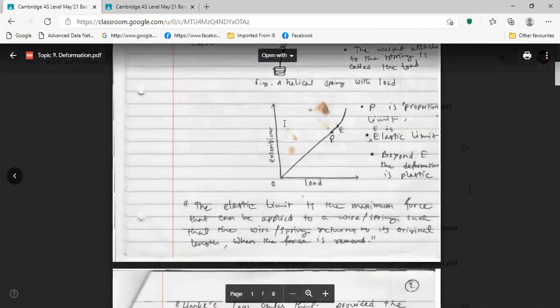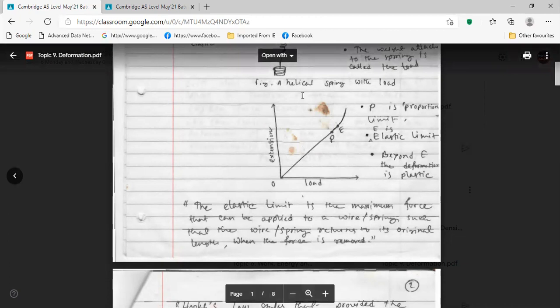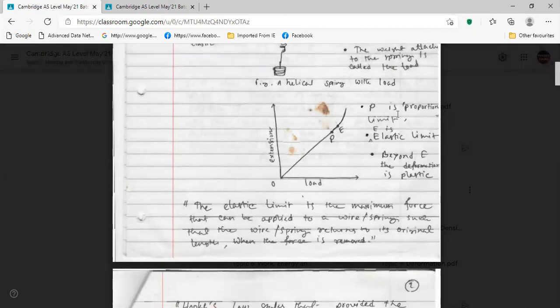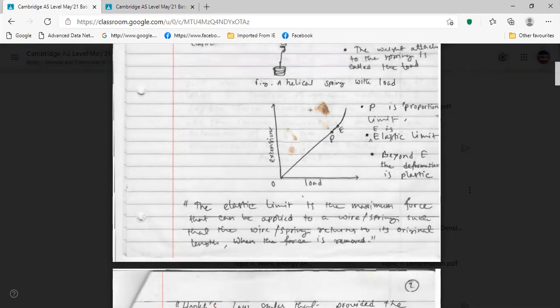Please draw this graph. Yes, sir. And sir, do I not need to draw that diagram? Yes, draw this diagram. Only this. The helical spring is not needed, just the graph. And then label P is the proportionality limit. Then E is the elastic limit. Beyond E, the deformation is plastic.